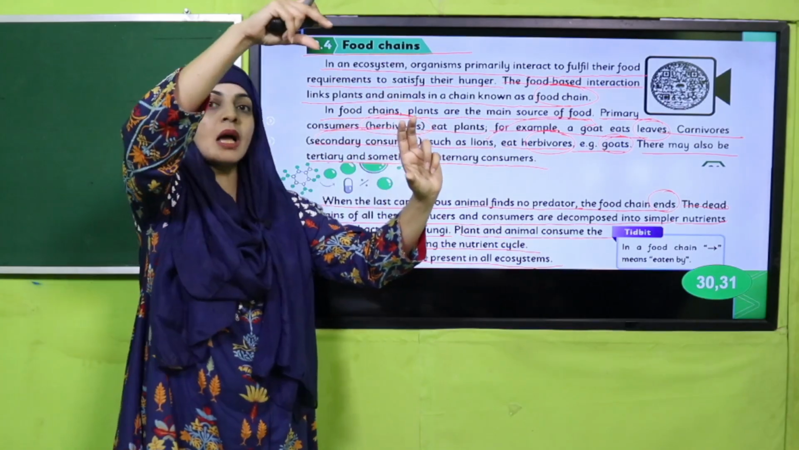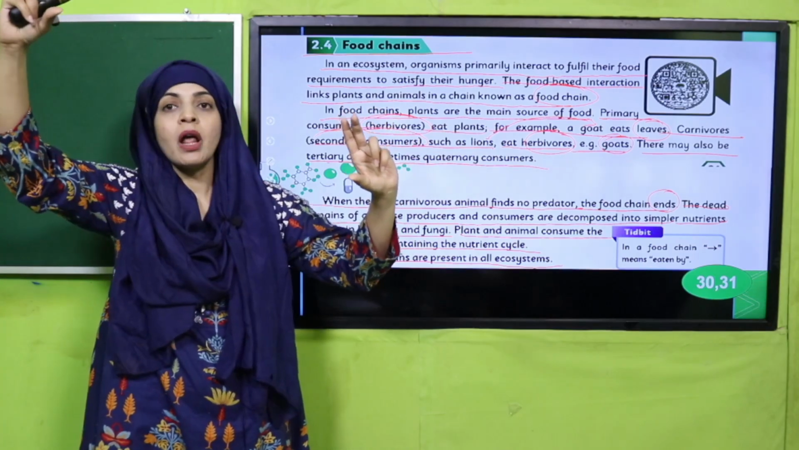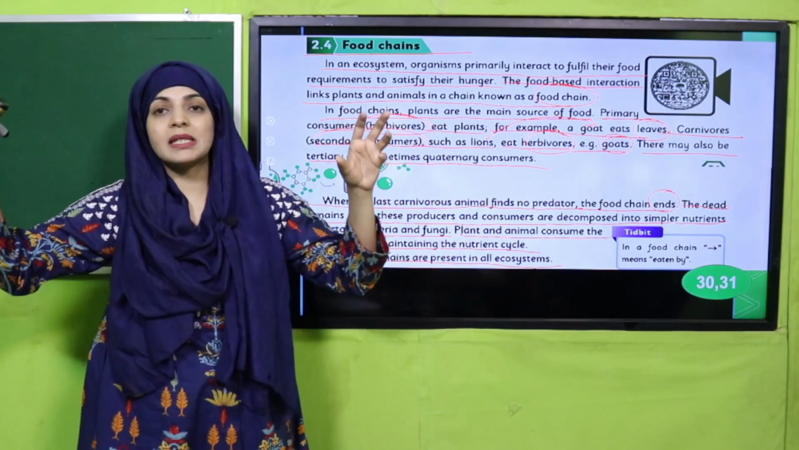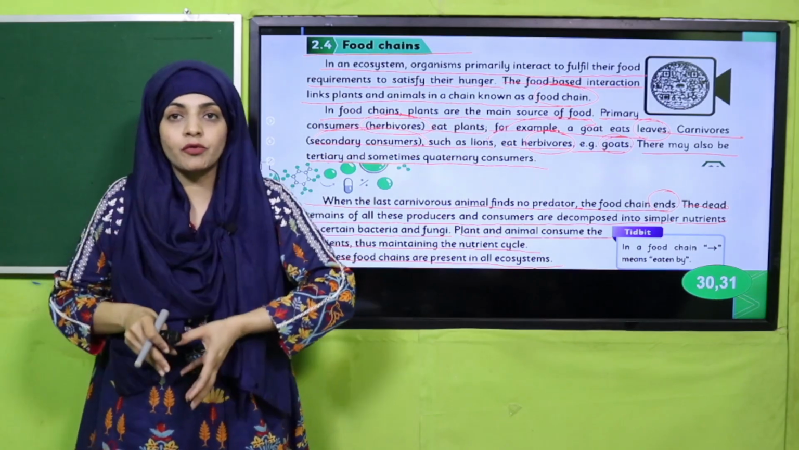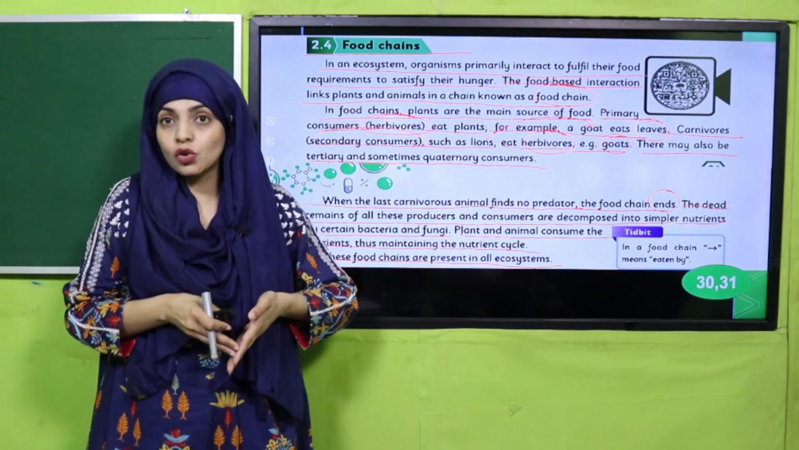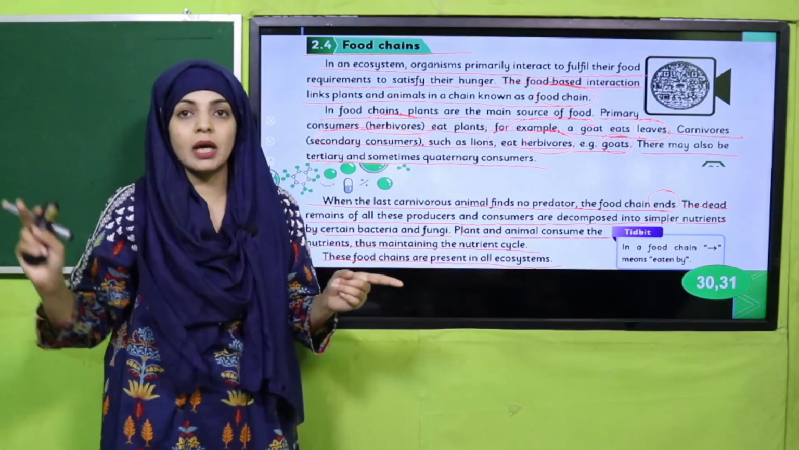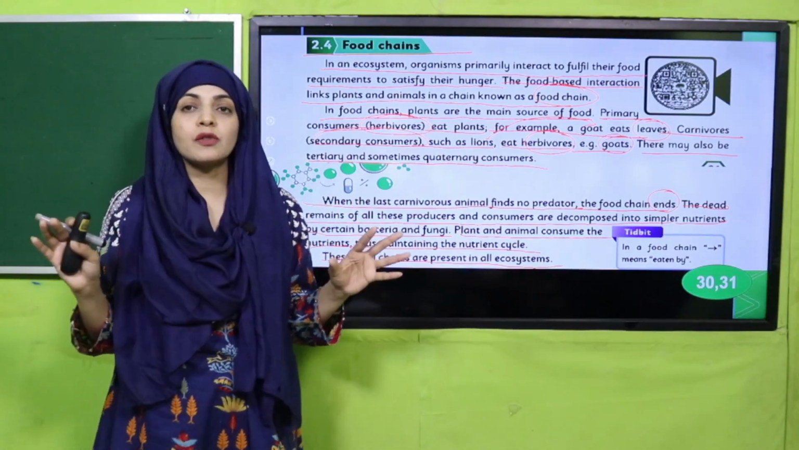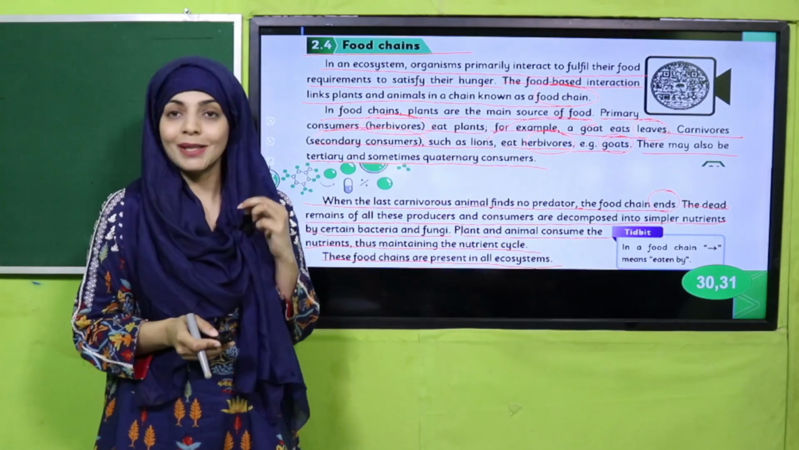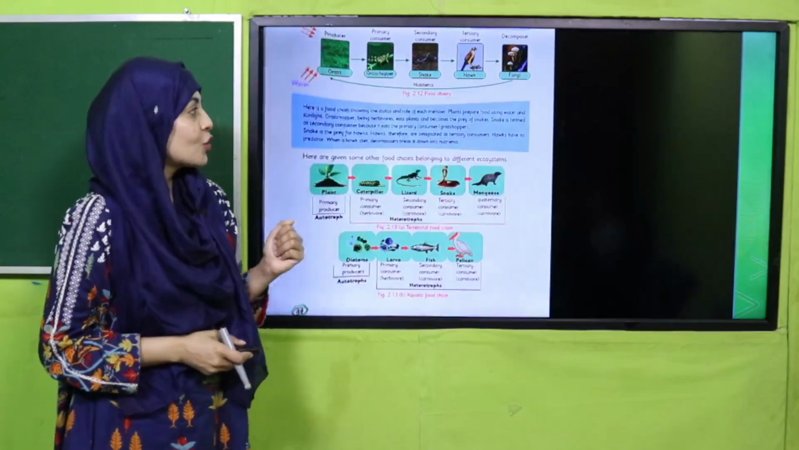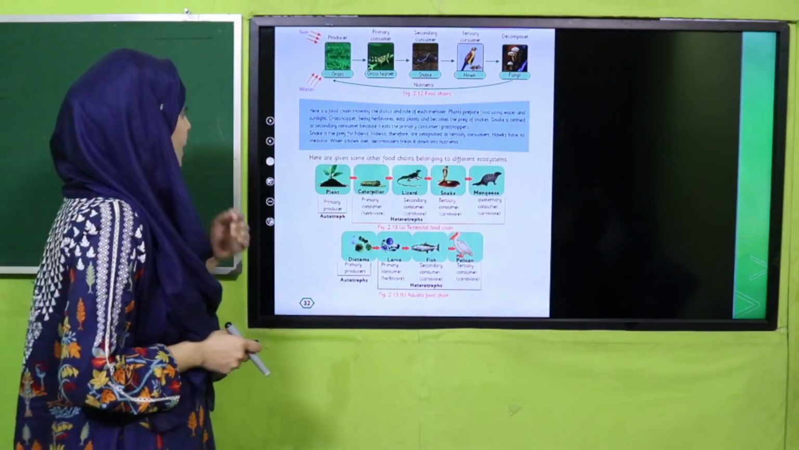Producer, then comes the consumer which is the herbivore, then comes the carnivore, and then when the plants and animals die they are consumed by the decomposers and become part of the soil, and the plants grow in the soil and again the energy is transferred from one place to another. So this type of transfer of energy from one organism to another is called a food chain. समझ में आ गई अब आपको. So my dear students, here you will see different food chains in your book on page number 32.